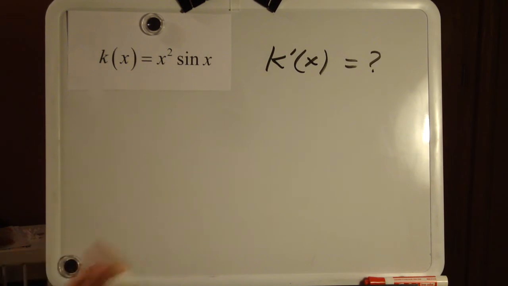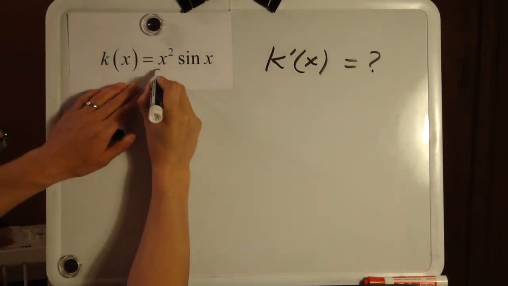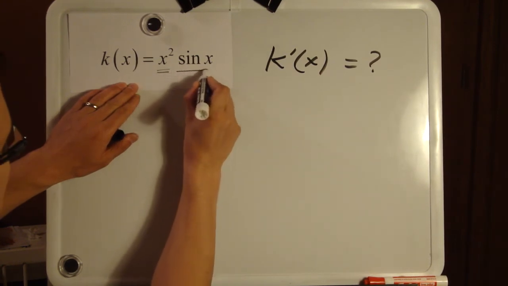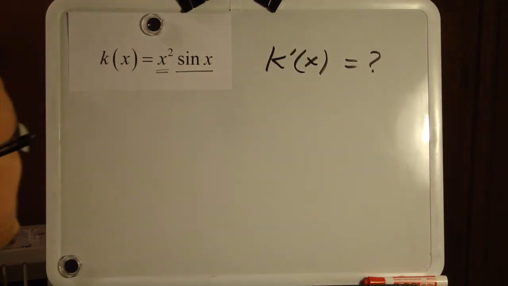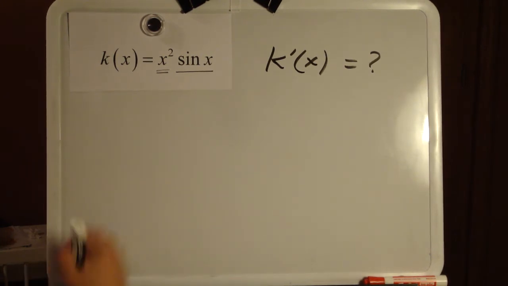So looking back at some of the older things that we talked about, there are two functions at play here. You have an x squared, and then also the sine function, which we just learned about. So the best rule to apply here would be the product rule. So x squared is the first function, sine is the second.